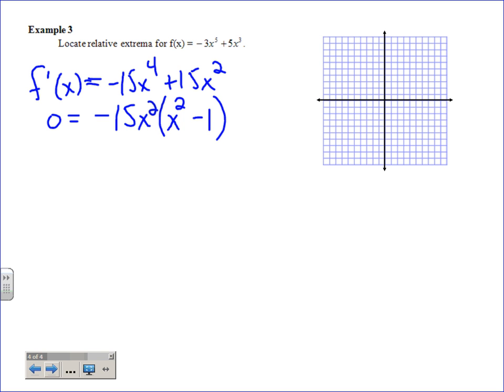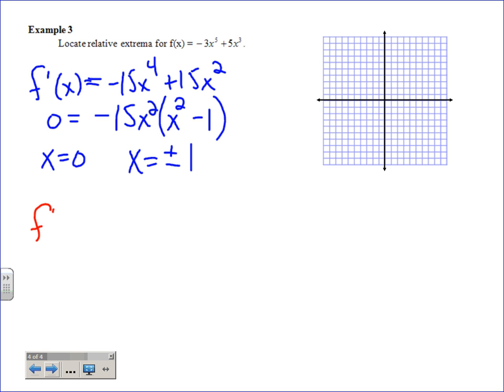Again, you set each one of those equal to 0, so you get x equals 0. And if you set x squared minus 1 equal to 0, you get x equals positive and negative 1, because you do have to take that square root. Now, if you went and found intervals and all that, that's fine. You could have done that. But what I would like to do today is show you how you could have potentially used the second derivative if you wanted to. You don't have to.